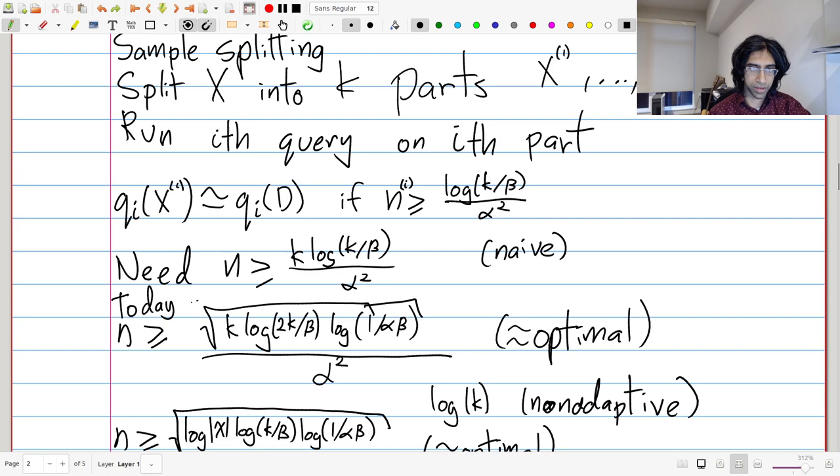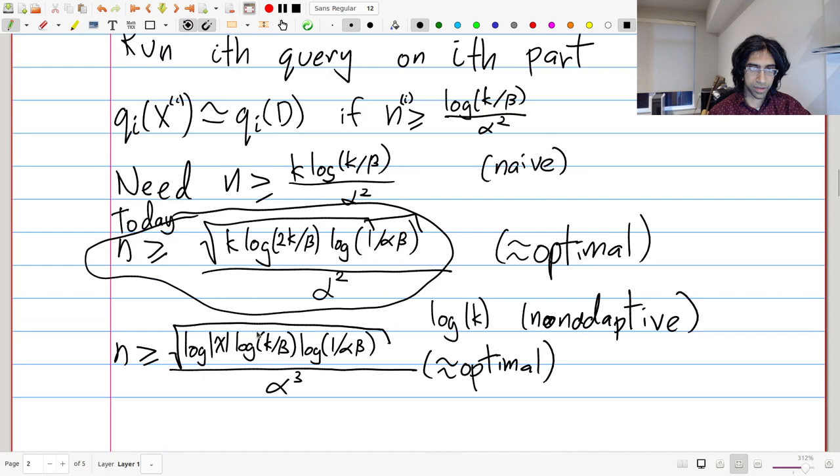And why is this natural? Well, where does the square root k come from? The square root k right here is essentially the exact same square root k as from advanced composition. There's some kind of link here between advanced composition and the number of queries we can answer.